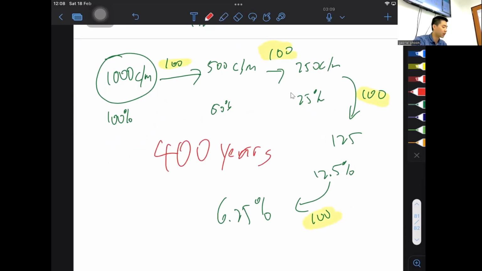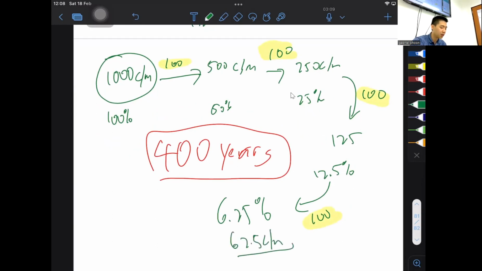It will take 400 years for the radiation to be at how much? 60 something, 62.5 counts per minute.